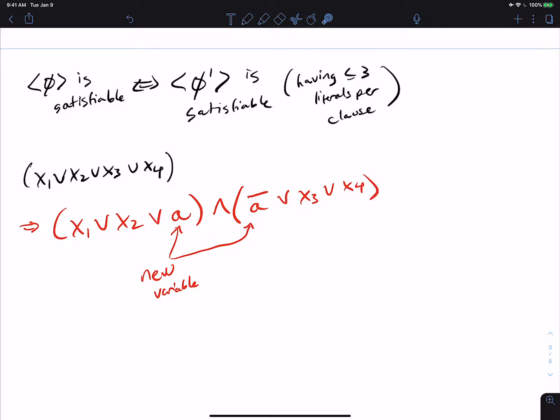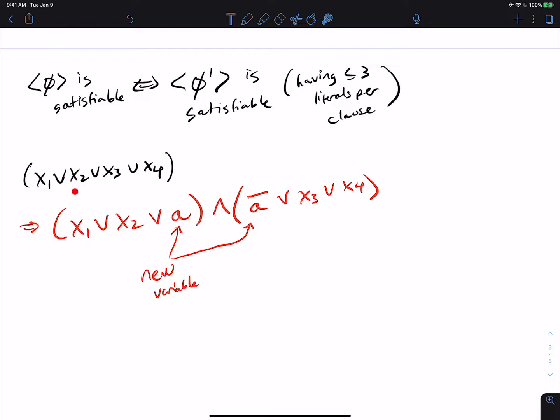Okay, so let's say that this clause was satisfied before, which means that one of these variables is true. Let's just say, without loss of generality, x1 is true, because it's symmetric for the other ones. Well, if x1 is true, then this clause is satisfied, but we don't necessarily know whether this clause over here is satisfied. But then we have this dummy variable which can save us right here. So if I set a to be false, then this clause is satisfied now, which is good.